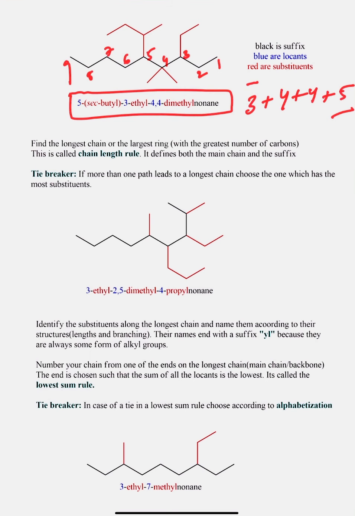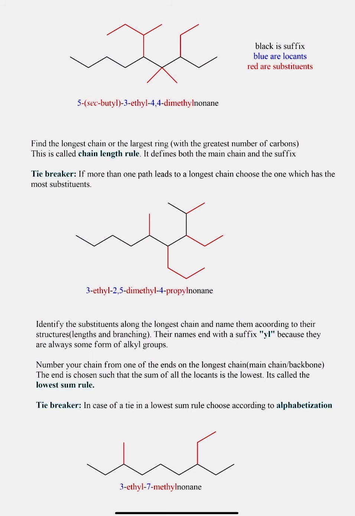Here you have your lowest sum rule. It says number your chain from one of the ends on the longest chain, or the backbone or the main chain, such that the sum of all the locants is lowest. It is called the lowest sum rule.